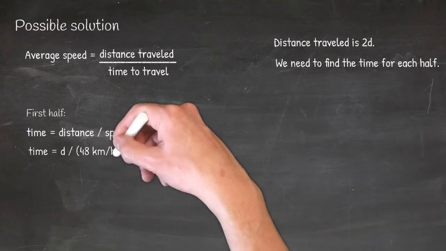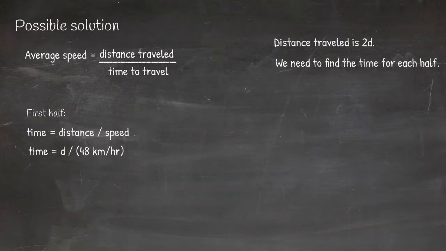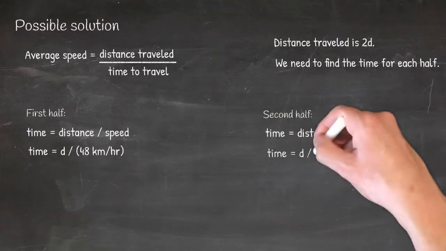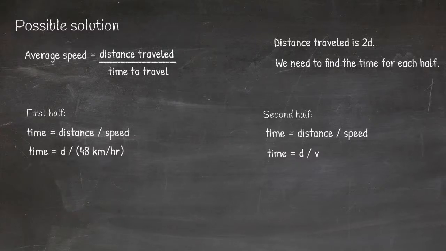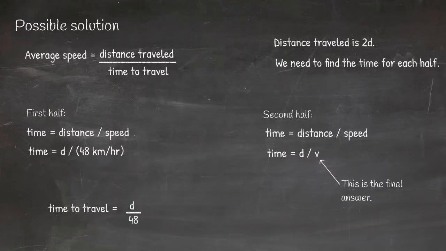So the time for the first half will be d, which is half of 2d, divided by 48 kilometers per hour. For the second half, we will have distance d, which is, again, half of the 2d, divided by the speed that we're going the second half, and that's the answer we want to find to solve this problem. So we don't know what that value is yet. To get the total time to travel the total distance 2d, we're going to add up the two times that we just found. So we'll take the d over 48 for the first half, and we'll add to that the d over the velocity v, or the d over the speed for the second half. Add those two together, that gives us our total time to travel that we'll put in our equation.